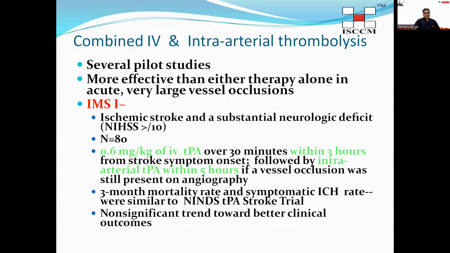Combined IV and intra-arterial thrombolysis. Several pilot studies show it is more effective than either therapy alone in acute large vessel occlusions.